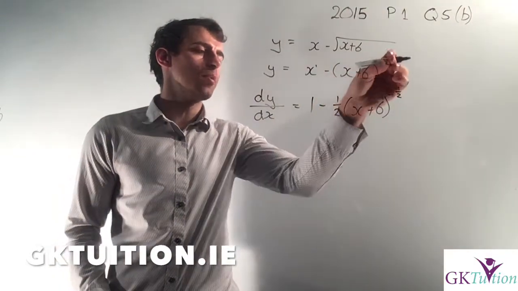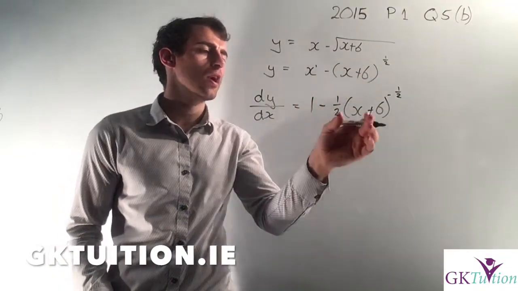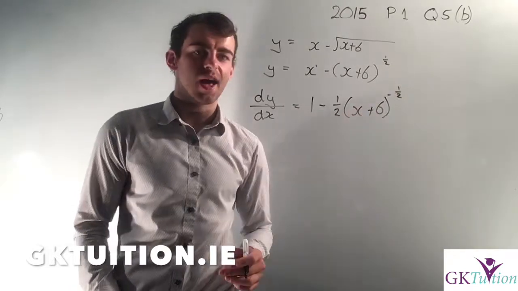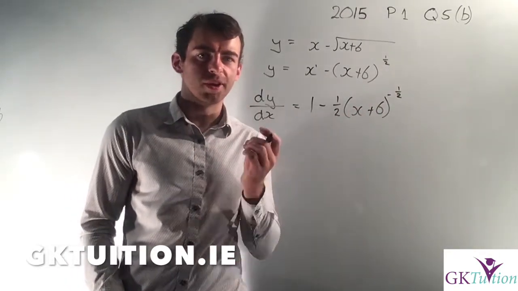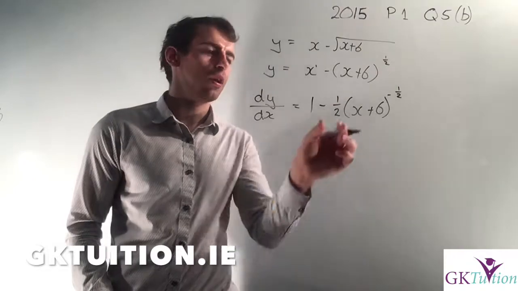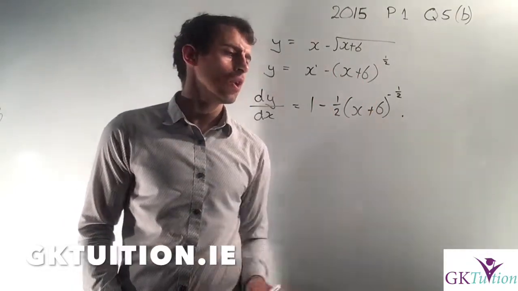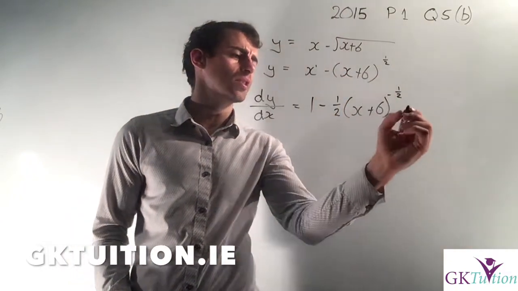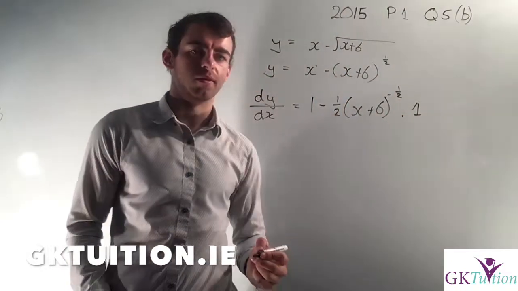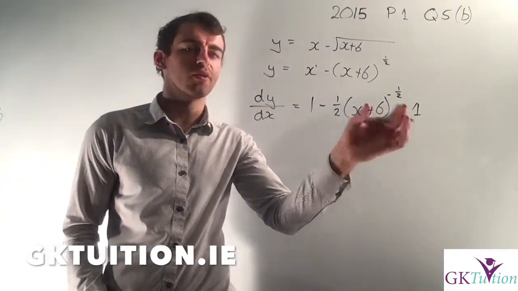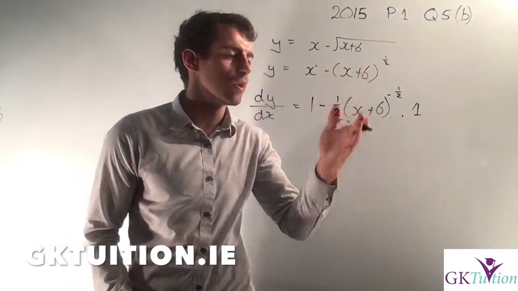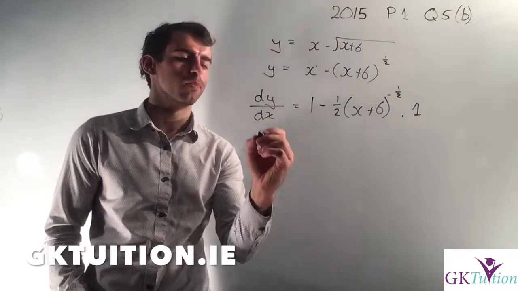I had something to the power of a half, so the power comes in front, and it's all of that to the power of minus a half. And then I multiply by the derivative of the algebra. Or in other words, I multiply by the derivative of what's in the brackets. Which in this case, the brackets is just x plus 6, which means my derivative is 1. So I could have actually left the 1 out. But in this case, I multiply by the derivative of the algebra, so I multiply by 1.